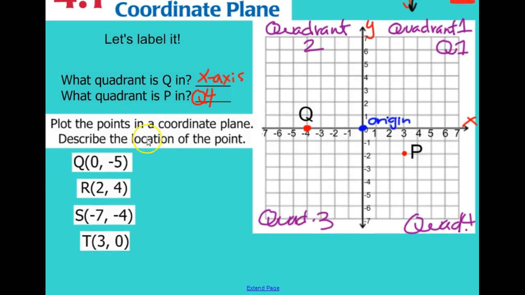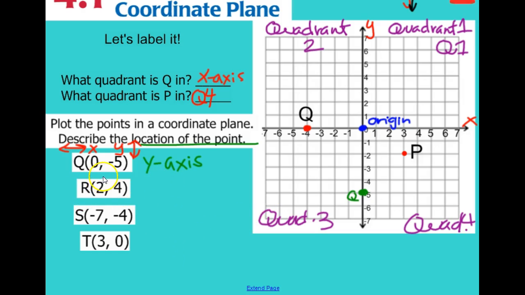Then down here it says, plot the points in a coordinate plane and describe the location of the point. So when we plot a point, remember it goes in alphabetical order, x then y. So first we're going left and right, and then y we're going up and down. So this first point, x, we're not going left and right. We're staying right in the middle at 0. And y is -5, so down 1, 2, 3, 4, 5. They said to label that with a Q. And that point right there, 0, -5, is really on the y-axis. They said describe the location, that's what they mean. Where is it? Which quadrant?